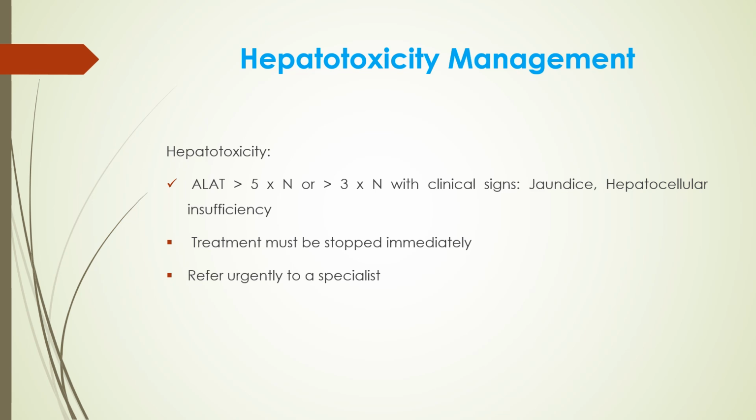What about the serious side effects? For example, if he has hepatotoxicity, we have to measure the levels of ALAT, which are the hepatic transaminases. If they are more than 5 times the normal, or more than 3 times the normal with clinical signs like jaundice or hepatocellular insufficiency, we have to stop all the treatment and refer the patient urgently to a specialist.